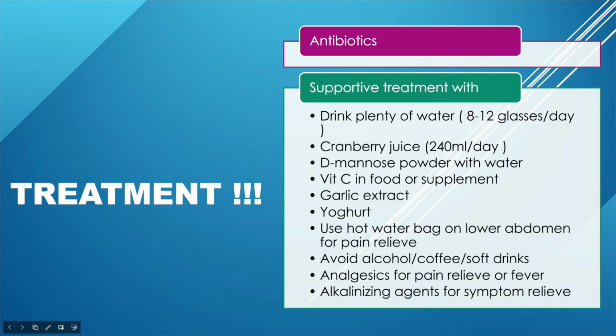You can also use hot water bags on the lower abdomen if you have lower abdominal pain while passing urine. You have to completely avoid taking alcohol, coffee or soft drinks. They might also give you certain analgesics for your pain and fever, and also some alkalinizing agent which can provide you symptomatic treatment. In the next 72 hours, you will get your culture sensitivity report, and if required, doctors might change your antibiotic. After starting this treatment, you might start feeling better within the next 36 hours.